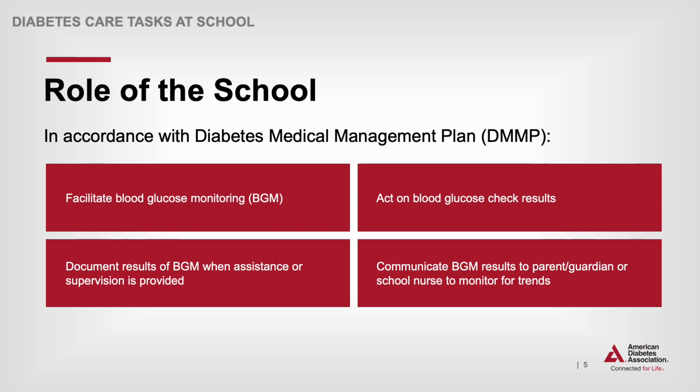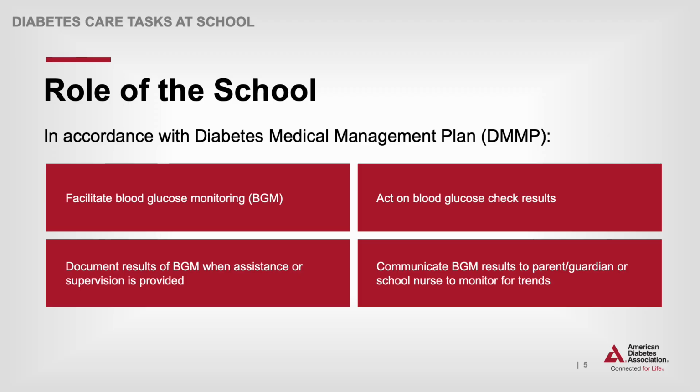Educational plans, such as a 504 Plan, an Individualized Education Program, or the Individualized Healthcare Plan, will elaborate on who does what tasks and where these tasks take place. With respect to blood glucose monitoring, the school should expect to facilitate blood glucose monitoring by allowing self-managing students to check their own blood glucose anywhere and anytime with provider and or parent guardian approval. Also, performing the check and or providing direct assistance and supervision to those who need help.